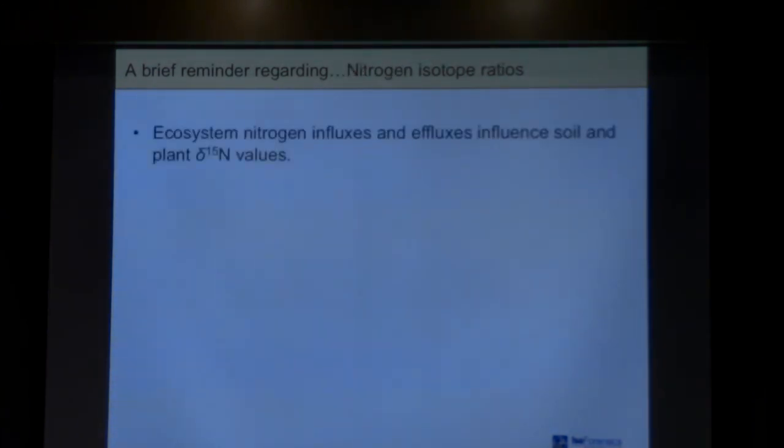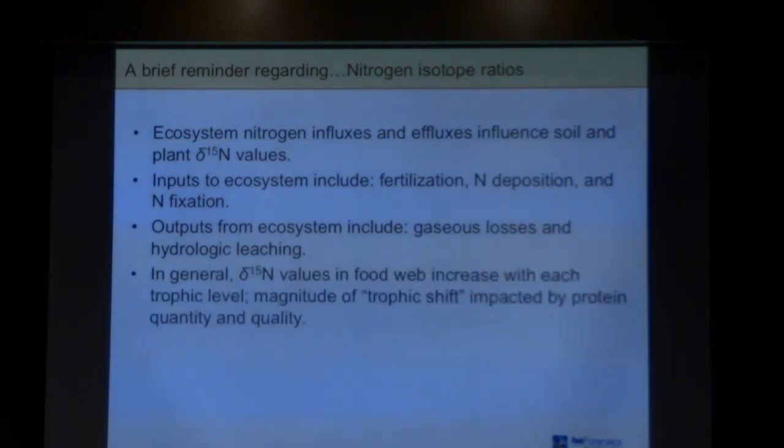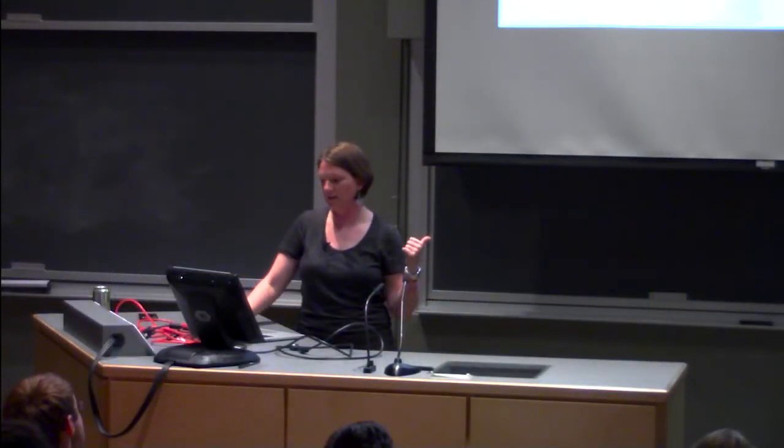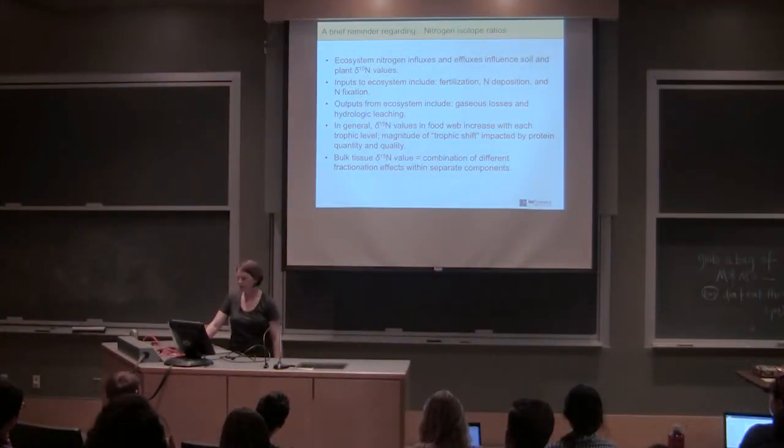Good. Nitrogen. Ecosystem influxes, additions and losses, are really what's at play here. Fertilization, nitrogen deposition, and nitrogen fixation. You can get gaseous losses and leaching from hydrologic losses. In general, and this is a rule of thumb, as you go up in trophic levels, you get higher delta 15N values, but the type of protein you have in your diet and the quality of that protein really plays into this. And then again, if you are interested in different components, they might have different isotope ratios.